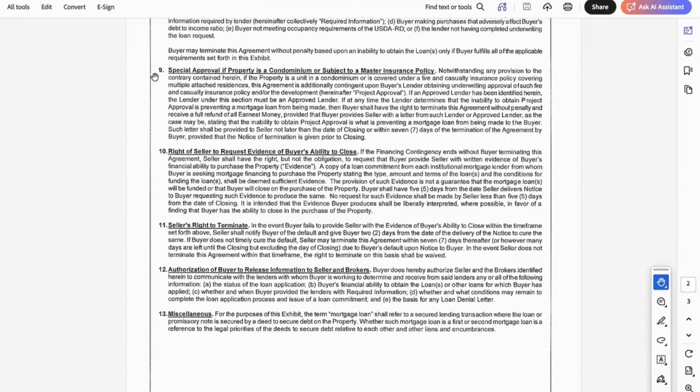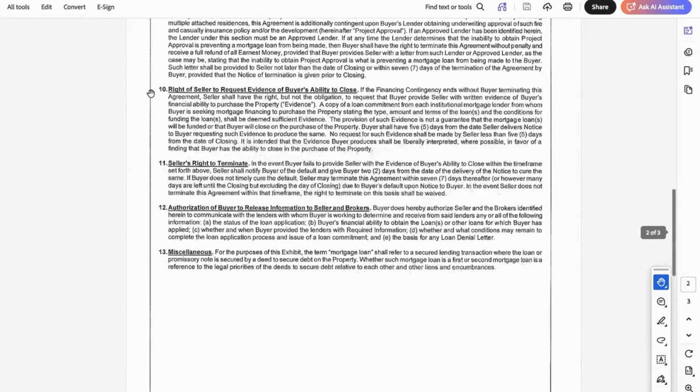9, special approval if property is a condominium or subject to a master insurance policy. If property is a condominium or covered under a master insurance policy, then lender must obtain project approval. If lender cannot obtain approval, buyer can terminate. Buyer gets earnest money back and must provide a lender letter stating project approval failure. The deadline is before closing, or within 7 days after termination if notice is given before closing.